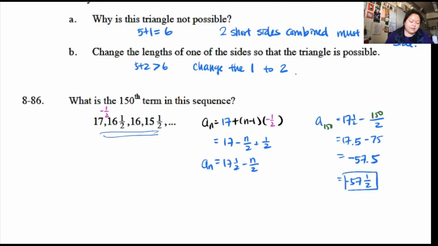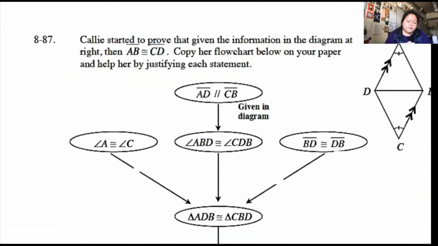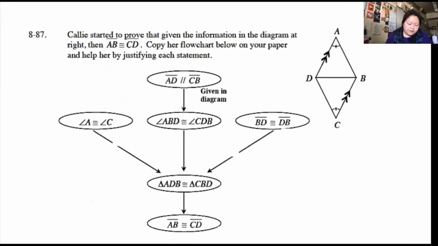Okay? All right. Next. Callie started to prove that given information in the diagram at right, then AB is congruent to CD. Copy your flowchart on your paper here. Justify each statement. Okay, we're going to look at what we have here. So what is given to me? It has told me that these two lines are parallel. Okay, so why are they telling me that these are parallel? Because then we have some relationships here, right? We have a transversal here, and that gives me alternate interior angles. So let's check which one is that. That's angle ADB and angle CDB.